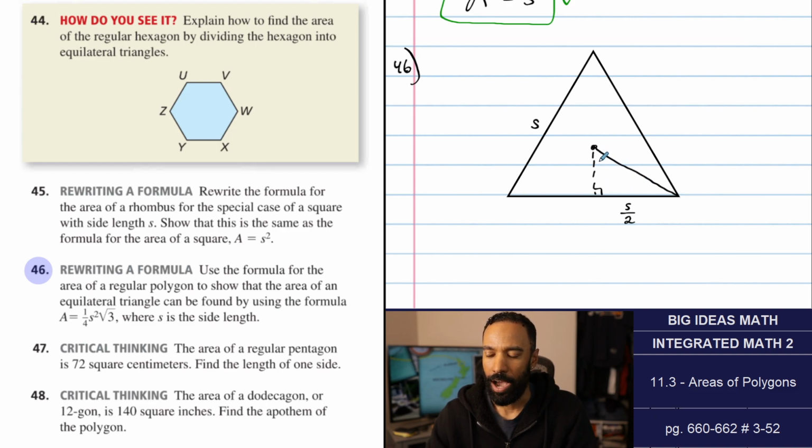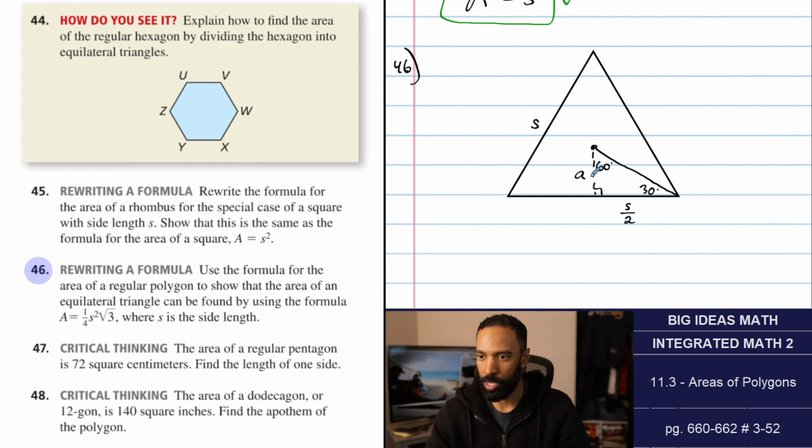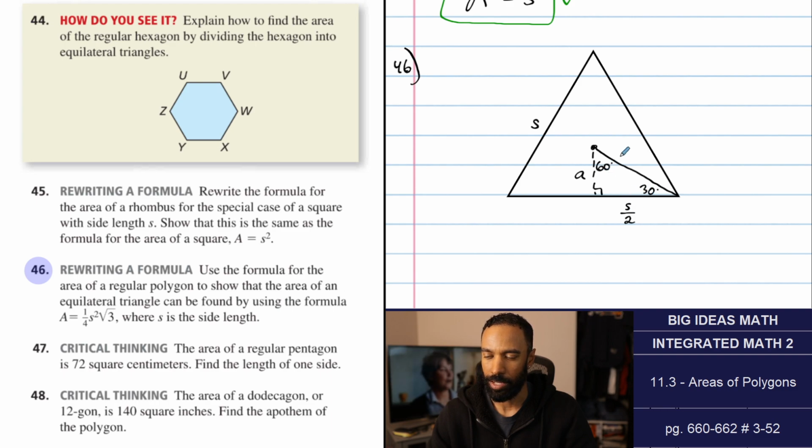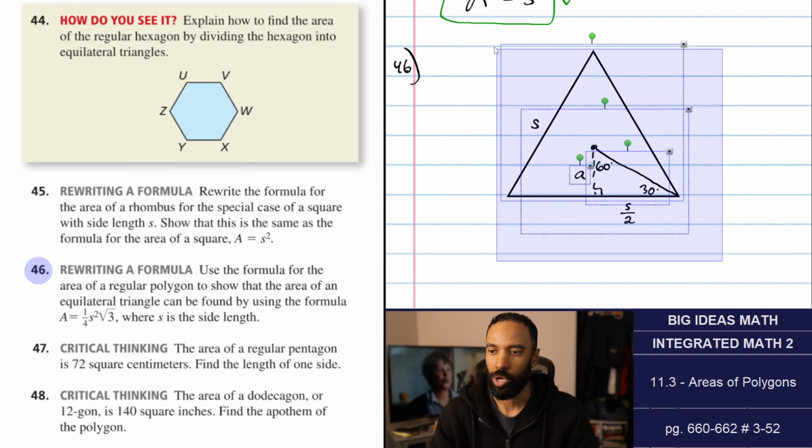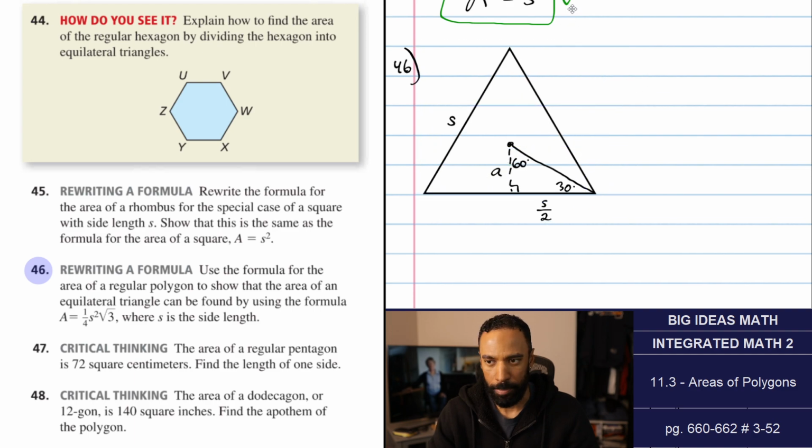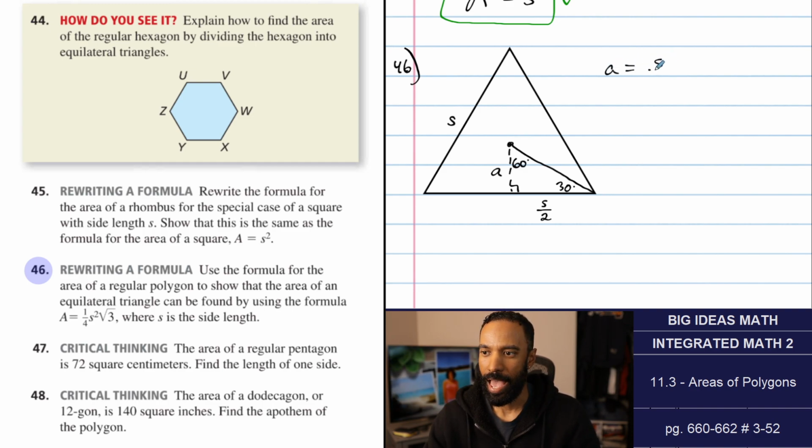S over 2. Now, an equilateral triangle has a 120-degree central angle, so a 60-degree bisected central angle. In a 30, 60, 90 set, we have to find this apothem. The apothem is going to be root 3 times smaller than the leg opposite the long leg right here. So if I want to find the apothem, if I'm going to do 1/2 apothem times perimeter, right? They said use the formula for area of a regular polygon. Apothem is S over 2 times 1 over root 3. So that's S over 2 root 3.